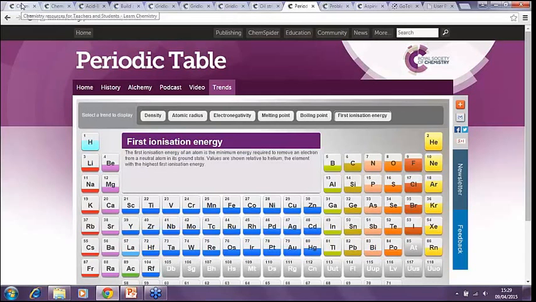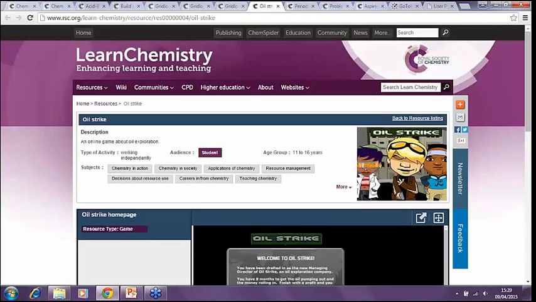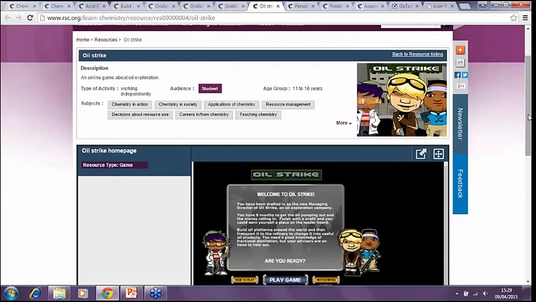Okay, so that's our periodic table. Okay, so now I'm going to show you something called Oil Strike. Here it is. Oil Strike is an example of a type of digital resource where we've used gamification. So you might have seen some of these before.